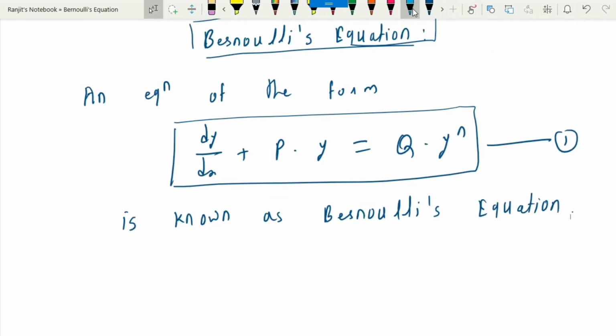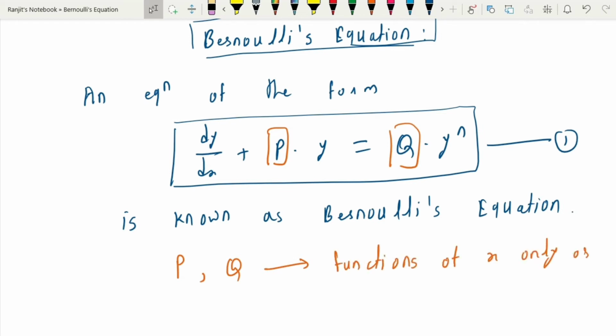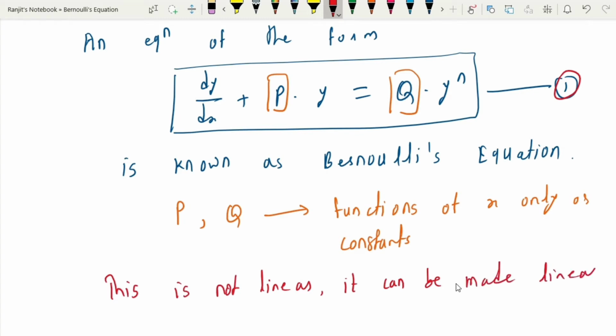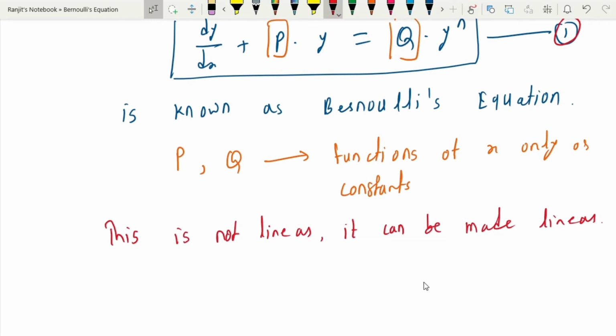Here p and q are functions of x only or constants. Now this equation 1 is not linear, it is a non-linear equation, but it can be made linear. Now to solve equation 1, divide both sides of equation 1 by y to the power n.